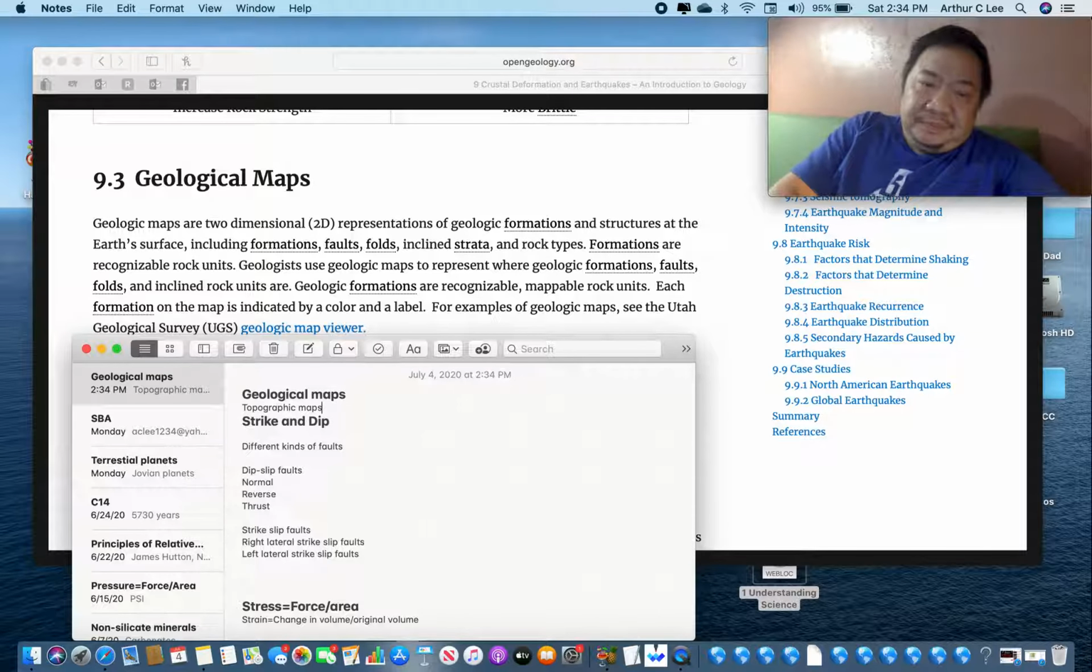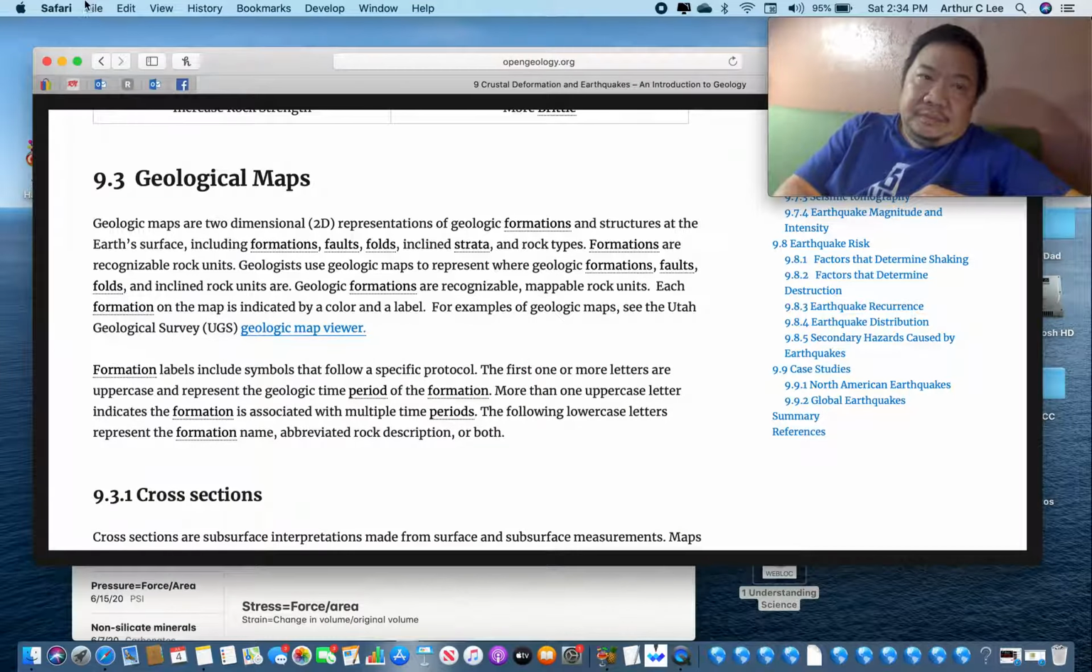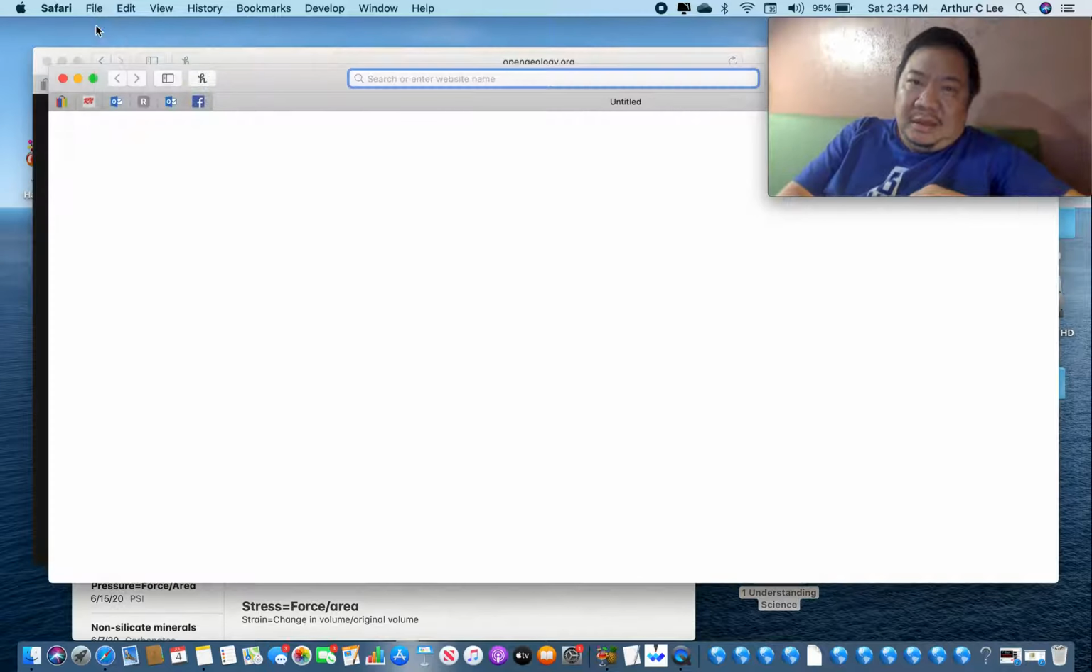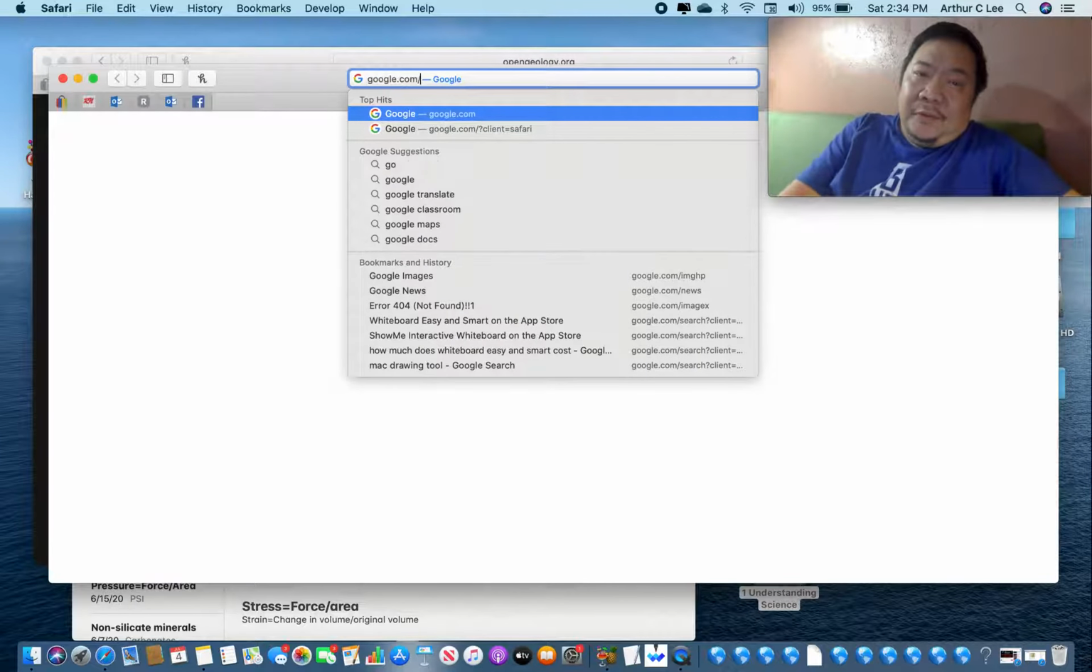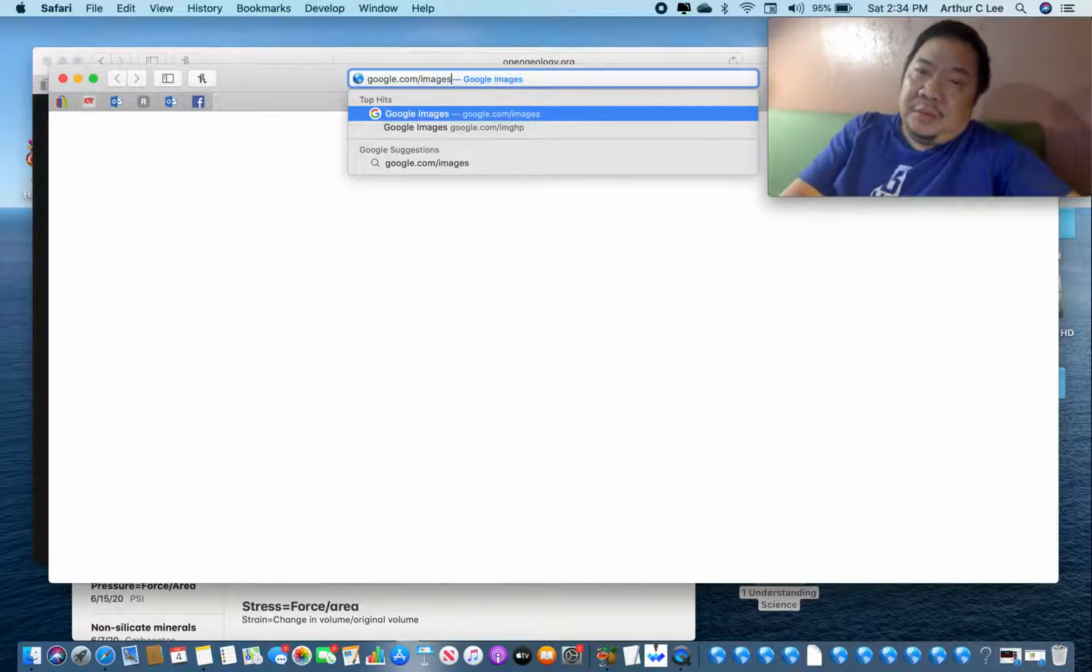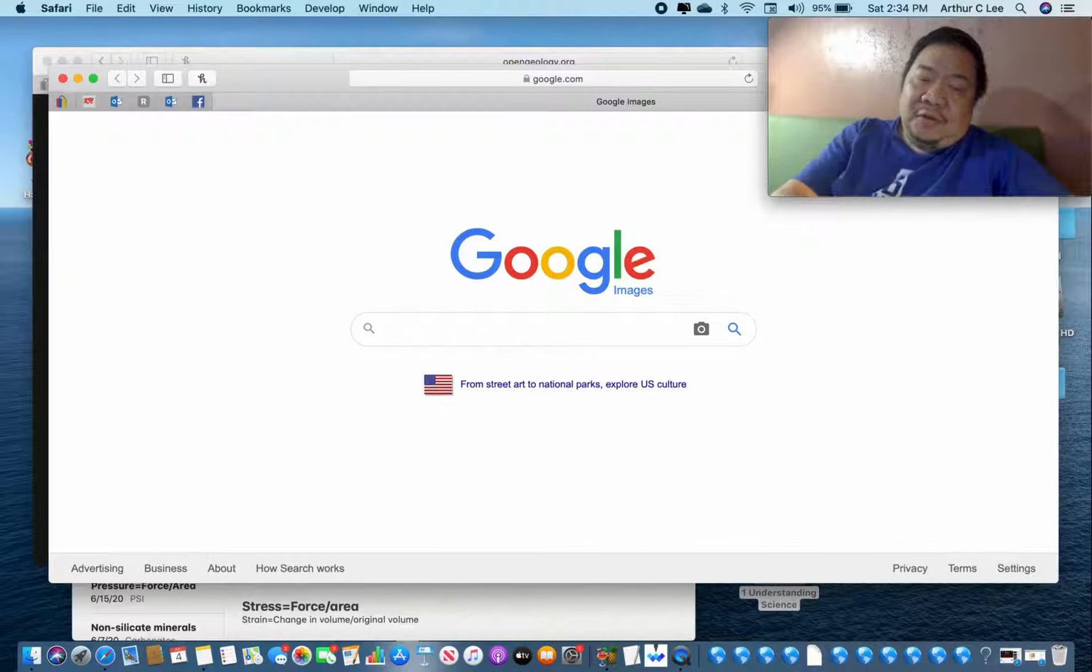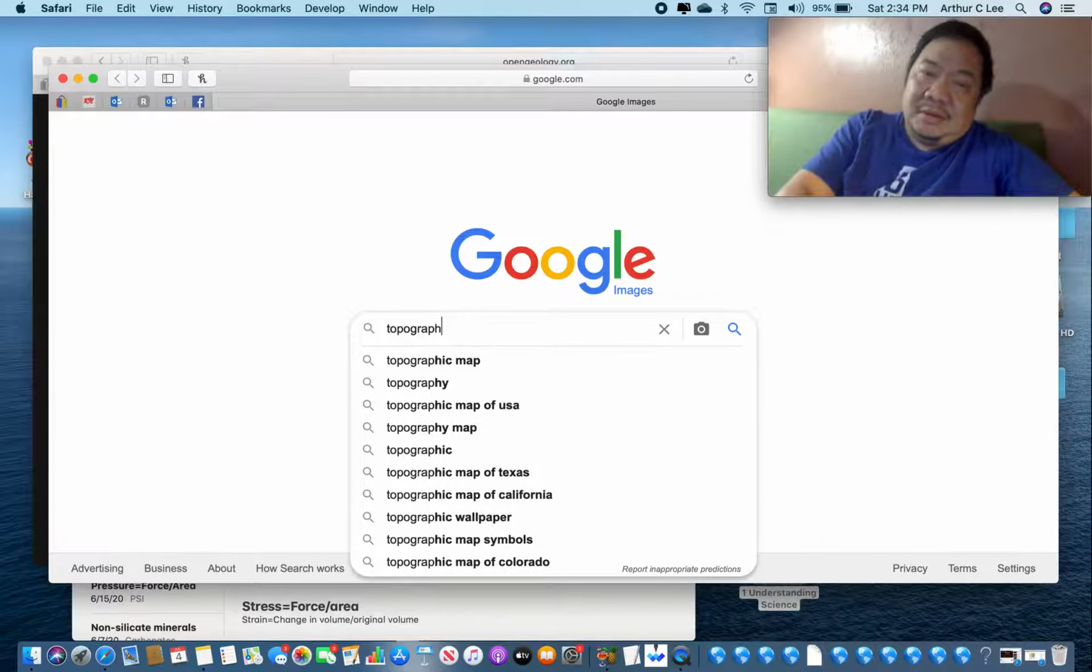Okay, I don't know if you've ever worked with maps before, but if you have worked with maps before, then this will be a lot easier for you. If you haven't worked with maps before, it might be a bit more difficult. Let's take a look at, first of all, what a topographic map is.